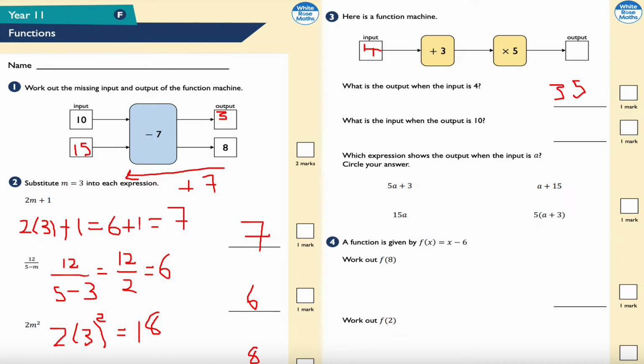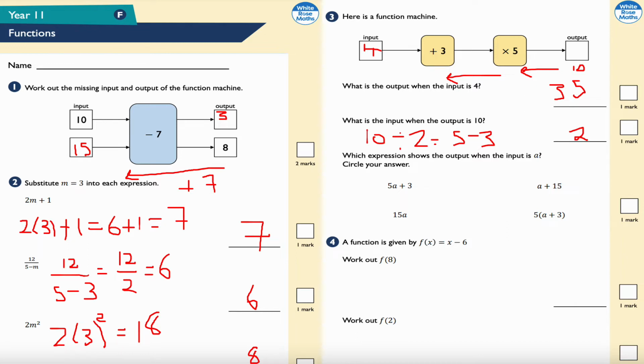Okay. The next part, what is the input when the output is 10? So this time I'm giving the output. So again, I'm going to be doing the reverse process. So I'm going to be dividing by 5 and then subtracting 3. So 10 divided by 2 is equal to 5. 5 take away 3 is equal to 2. So the answer is 2.